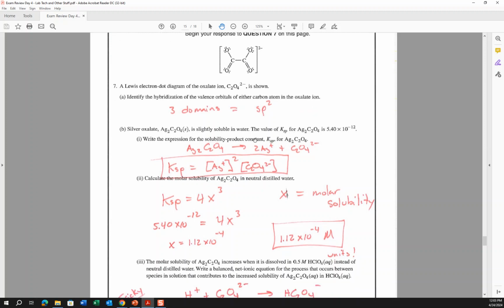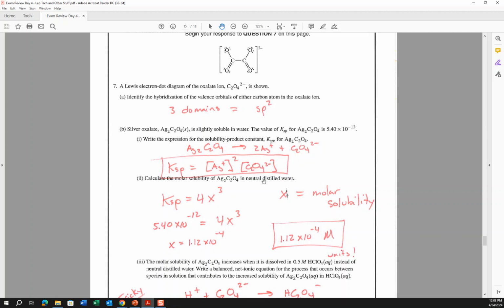All right. Now they ask us to write the KSP expression for the salt silver oxalate. Notice the subscript of 2 for the silver. So we didn't have to write the reaction, but when this salt dissolves in water, you get 2 silver ions, you get 1 oxalate ion. So the KSP expression would be for this reaction. Remember, this is a solid, so it's not included. So it'd be KSP equals the silver concentration squared times the oxalate concentration.